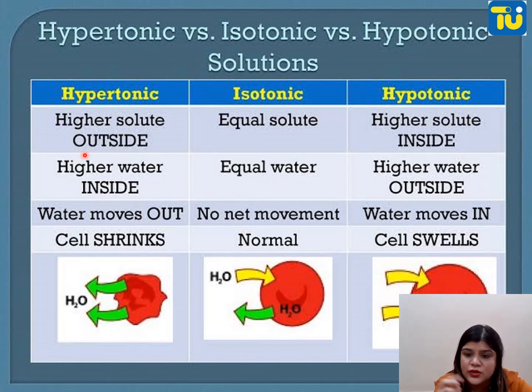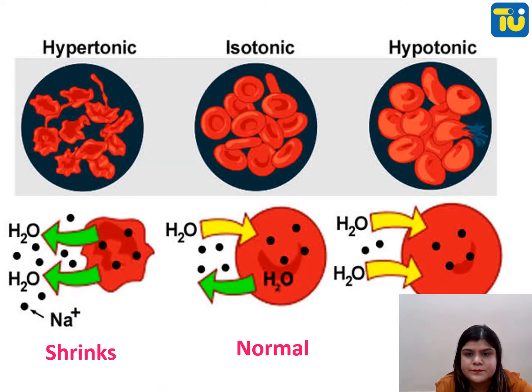Hypertonic solution, higher solute is outside, and isotonic, there is equal solute, both the end, outside also, inside also. Hypotonic, higher solute inside. Then what will happen? Higher water inside, equal water, higher water outside. Water moves out, no net movement, water moves in. Cell will shrink, it will be normal, cell will swell up. Okay, as you can see in the figures. See, hypertonic cell is shrinking, isotonic cell is normal, and hypotonic cell is swelling.